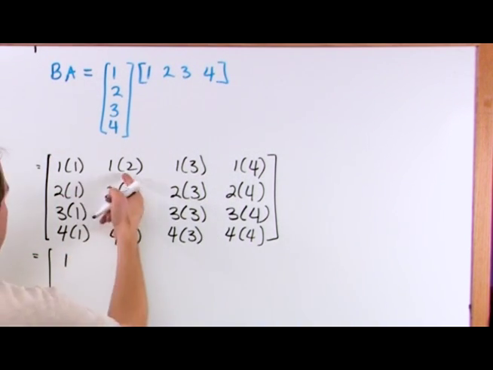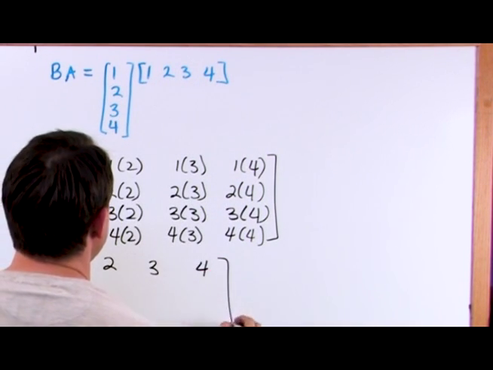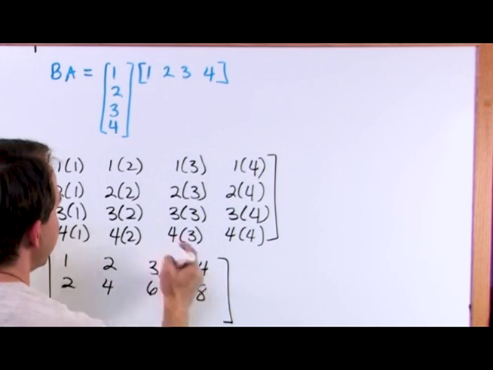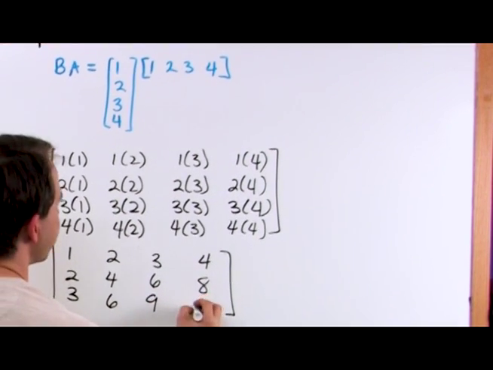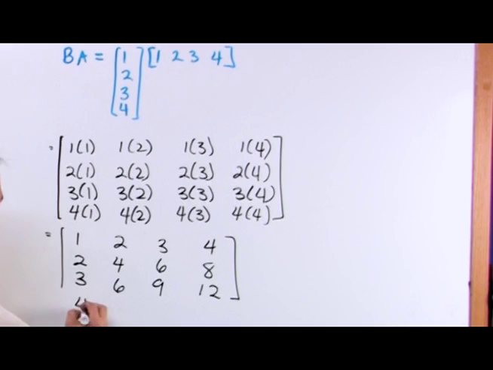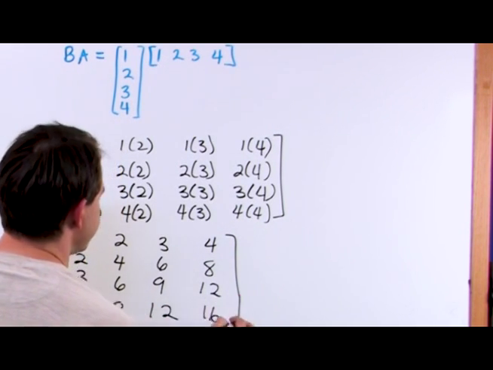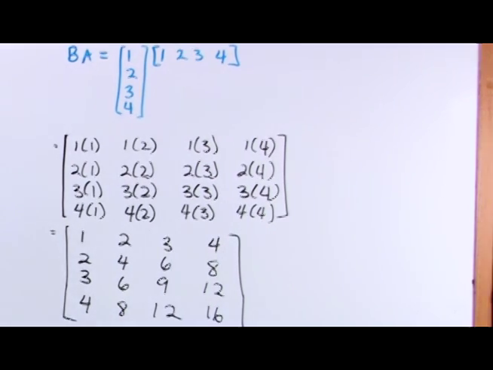1 times 1 is 1. You're going to have 2. You're going to have 3. You're going to have 4. 2 times 1 is 2. 4, 6, 8. Just doing these multiplications. 3 times 1 is 3. 3 times 2 is 6. 3 times 3 is 9. 3 times 4 is 12. 4 times 1 is 4. You're going to have 8, 12, and 16. So you're going to have 1, 2, 3, 4, 2, 4, 6, 8, 3, 6, 9, 12, 4, 8, 12, and 16.